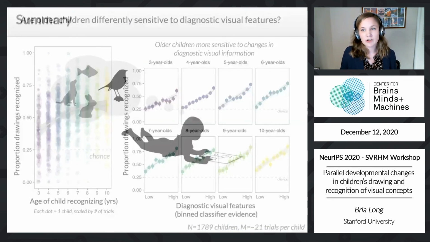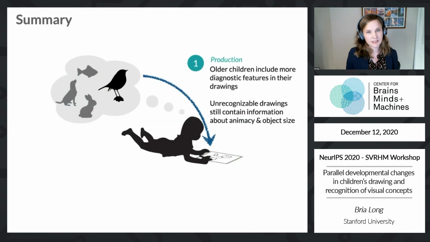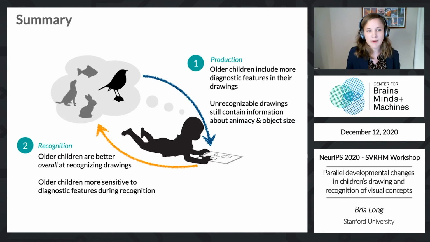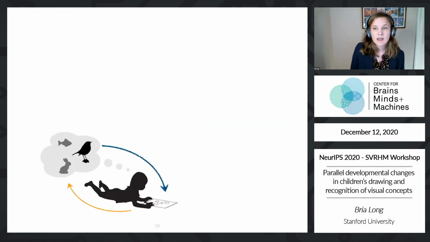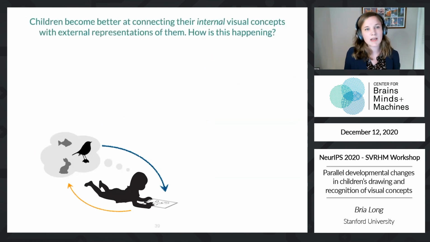So to recap, what I've argued is that older children include more diagnostic features in their drawings, yet their unrecognizable drawings still contain rich information about animacy and object size. In turn, we found that older children are overall better at recognizing drawings and more sensitive to these diagnostic features during recognition. Taken together, these findings support the notion that across development, children are becoming better at connecting their internal visual concepts with external representations of them, including these ambiguous, lossy drawings produced by their peers. So how is this happening?